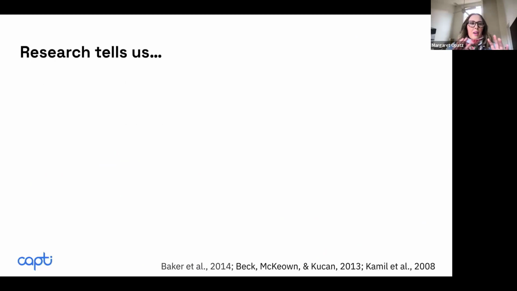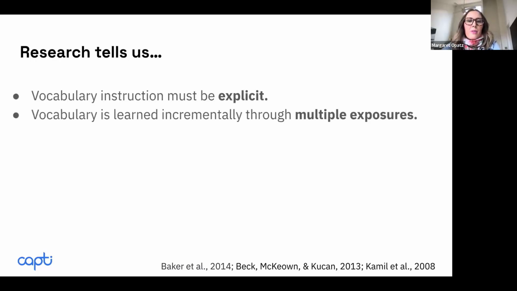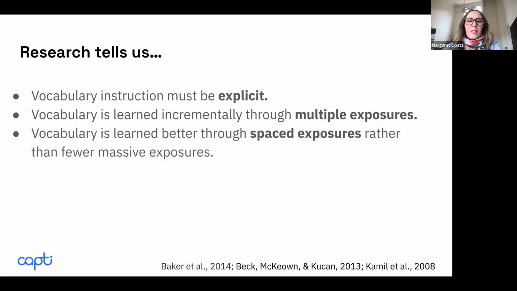So while we have that framework of understanding what vocabulary is, we need to think about what that tells us about how to teach vocabulary. There is a lot of research on this. Vocabulary instruction has to be explicit. Students need multiple exposures. They need spaced exposures.